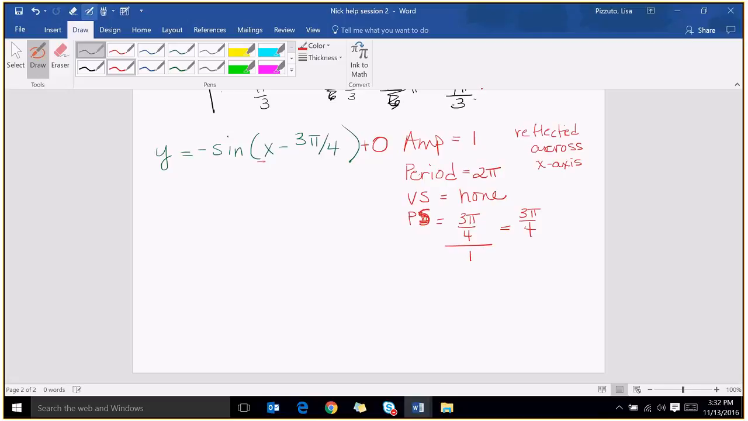Now, here's the question. It's positive 3 pi over 4. So are you shifting to the right or the left? To the left. To the right. It is opposite, because see how it says negative 3 pi over 4 minus 3 pi over 4? That's where the opposite comes in.